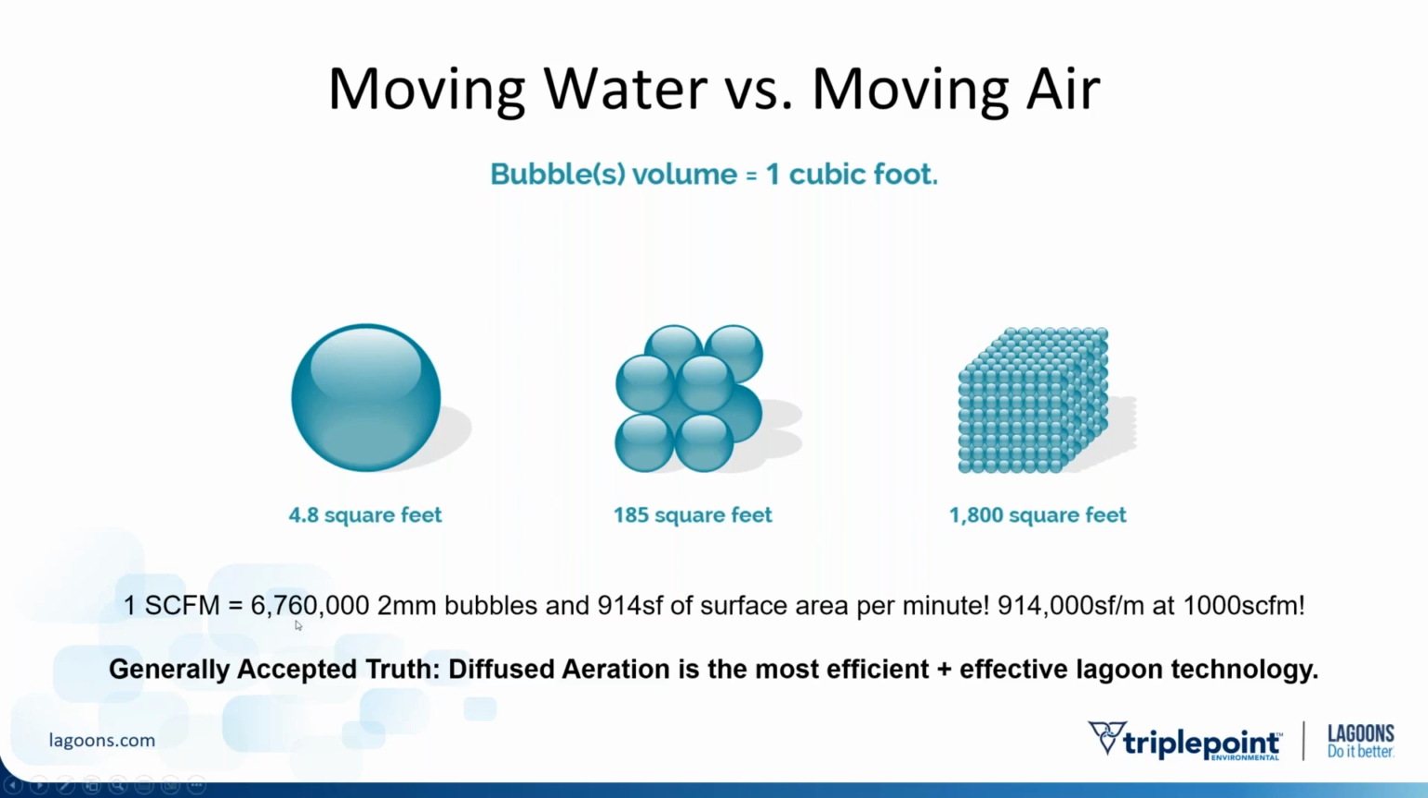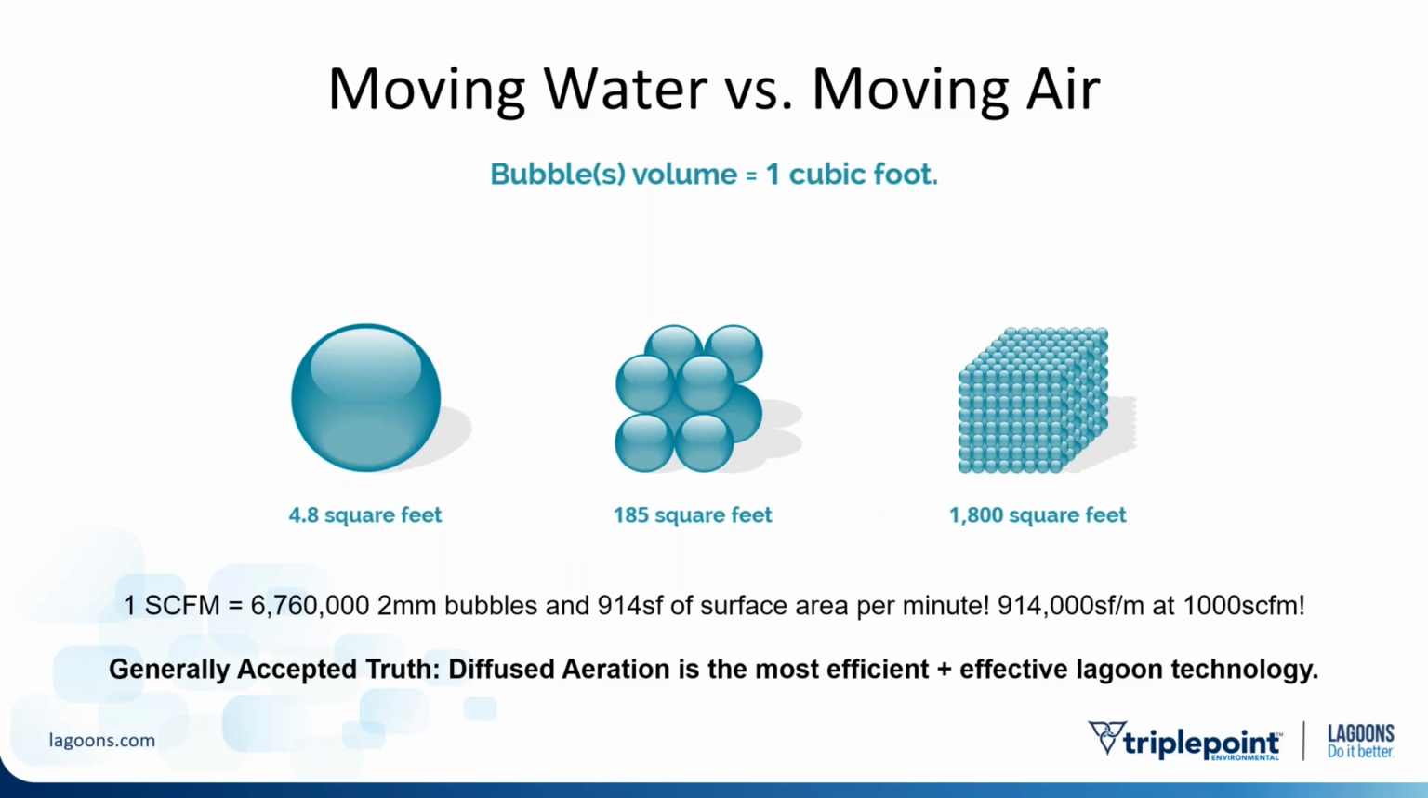That would be about 6.8 million 2 millimeter bubbles put into the water every minute. It's a huge amount of air. And that's 914 square feet of surface area per minute. If we were to run this up to the airflow that most lagoons are running at, let's say 1,000 SCFM, that's almost 1 million square feet per minute of surface area contact we're putting into the water to allow that oxygen transfer. And this is why fine bubble aeration is simply more energy efficient. And we're putting 20 acres of surface area out there every minute at 1,000 SCFM. It's a pretty big deal.